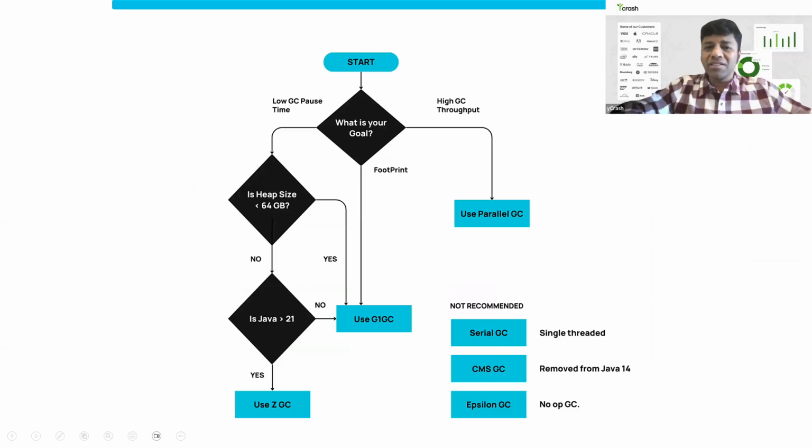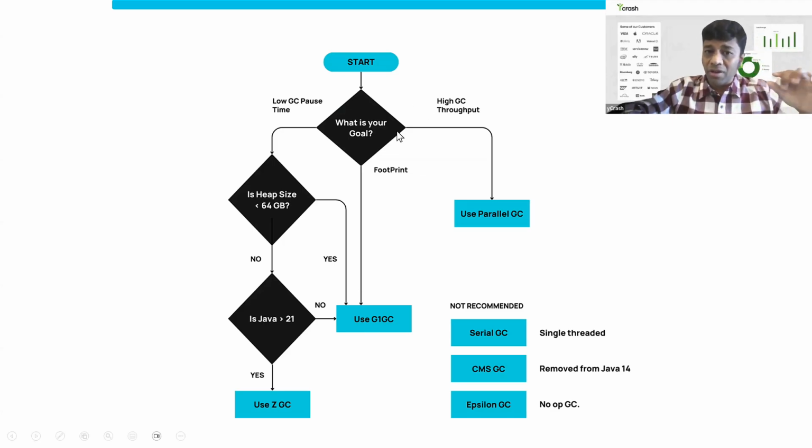Okay. See, friends, this is a flow chart I have put together, which can be a dumbed down version of me trying to explain how to go about choosing the algorithm that you want to use. First, you want to see what your goal is. If your goal is to keep your footprint as low as possible, that is, the overhead caused by GC, you want to keep it very low, then go for G1 GC.